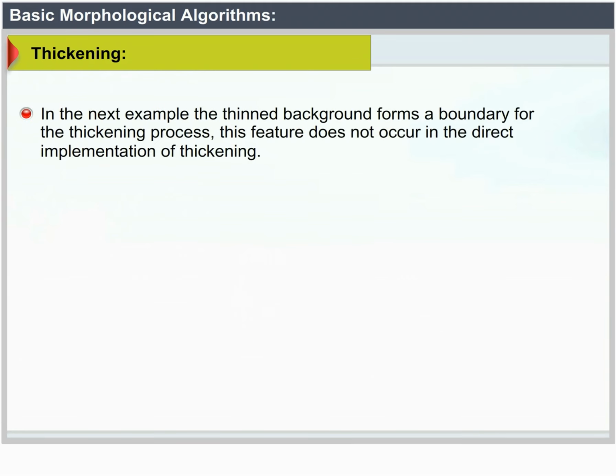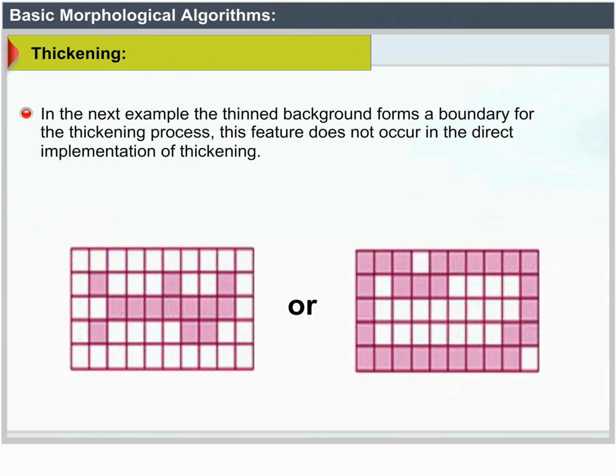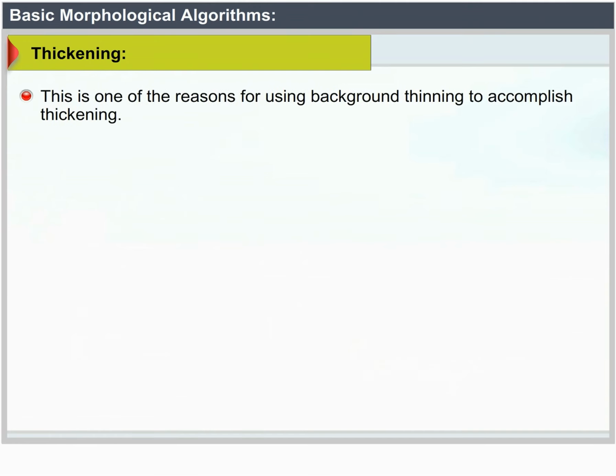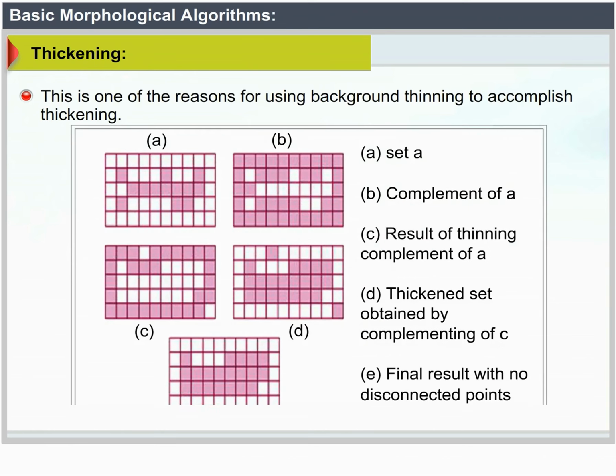We will notice in the next example that the thinned background forms a boundary for the thickening process. This feature does not occur in the direct implementation of thickening. This is one of the reasons for using background thinning to accomplish thickening. The figure shows set A, complement of A, result of thinning the complement of A, thickened set obtained by complementing C, and the final result with no disconnected points.